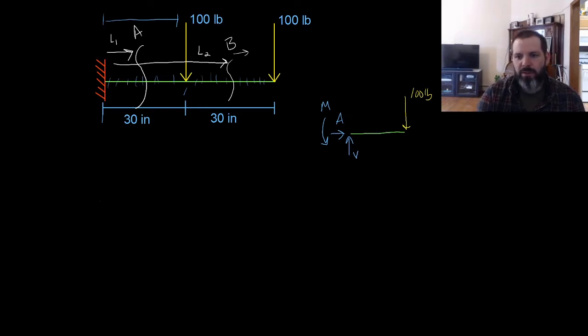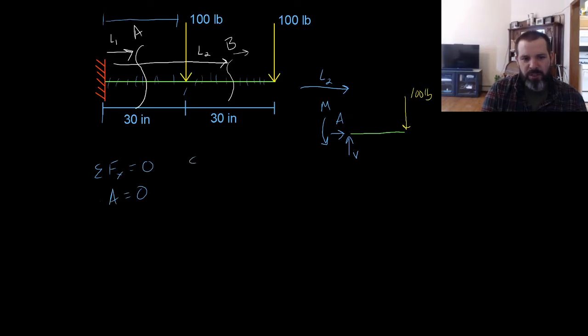So now we have the right-hand side. The cut is happening at L2. If we sum forces in the x, they have to equal 0, so we find that A equals 0. If we sum the forces in the y, they have to equal 0. So we say 0 is equal to V minus 100. And now we know that V equals 100 between the two point loads.